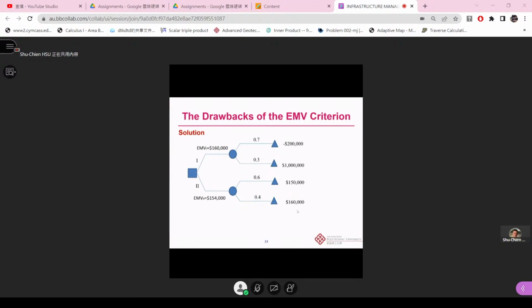Whether it's investment plan one, you can see we have a 70% chance to lose 200,000. However, we have a 30% chance to win 1 million. So if we sum the value, the EMV for investment plan one will be 160,000, and investment plan two will be 150 times the 60% and 160 times the 40%, so the EMV two will be 154,000.